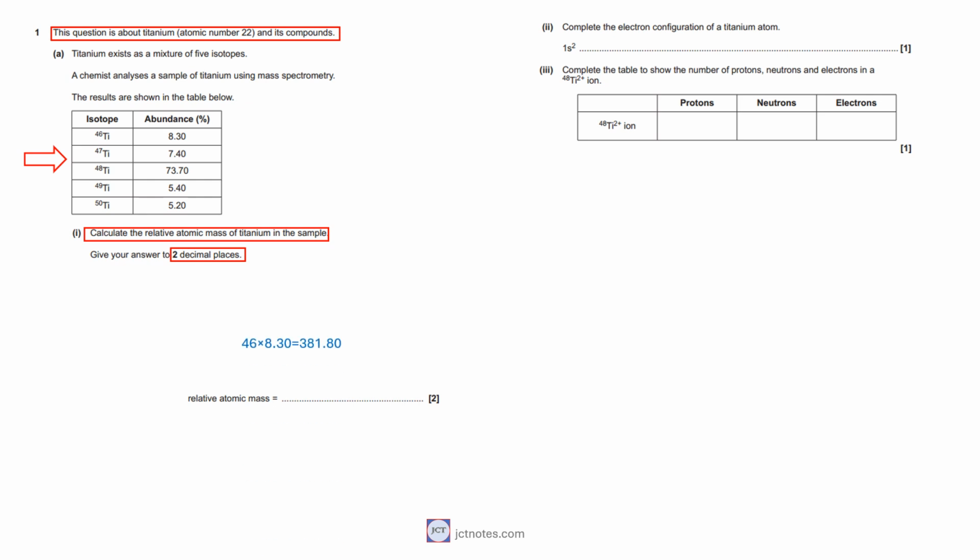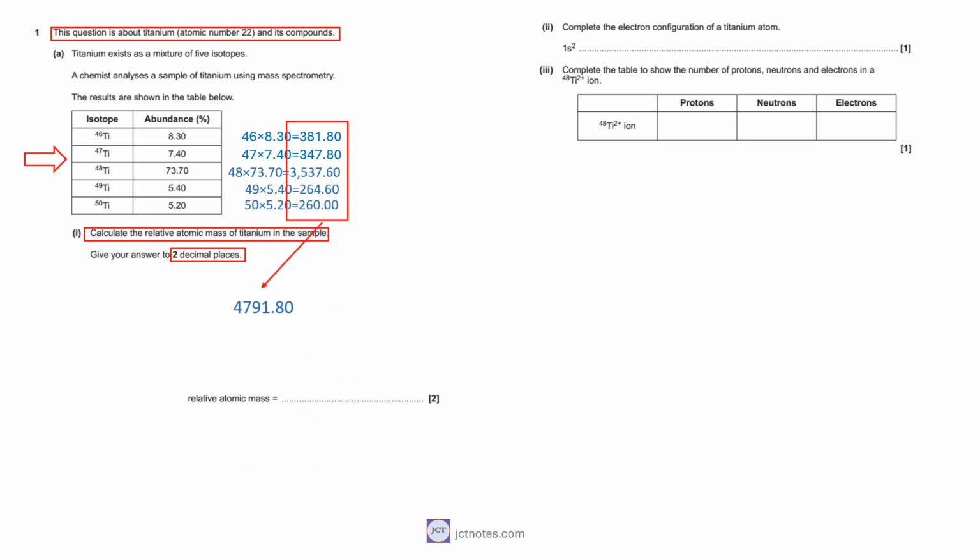We multiply each isotope's mass number by its abundance percentage. We add all these products together. I get 471.80. We divide this sum by the sum of all the percentages, that it should be 100, as the whole sample is titanium. This gives 47.918. Rounded to 2 decimal places gives 47.92.